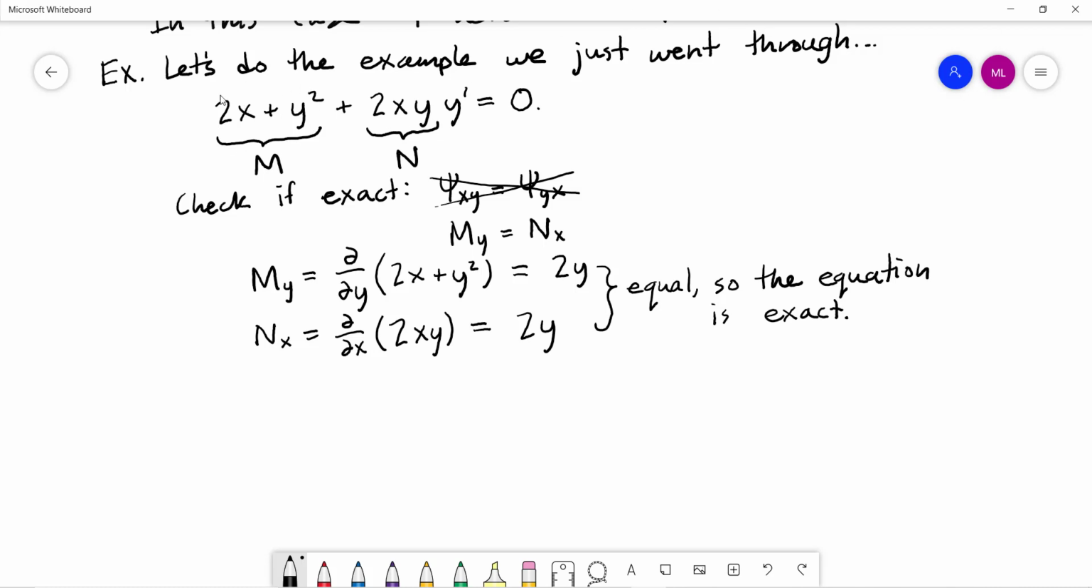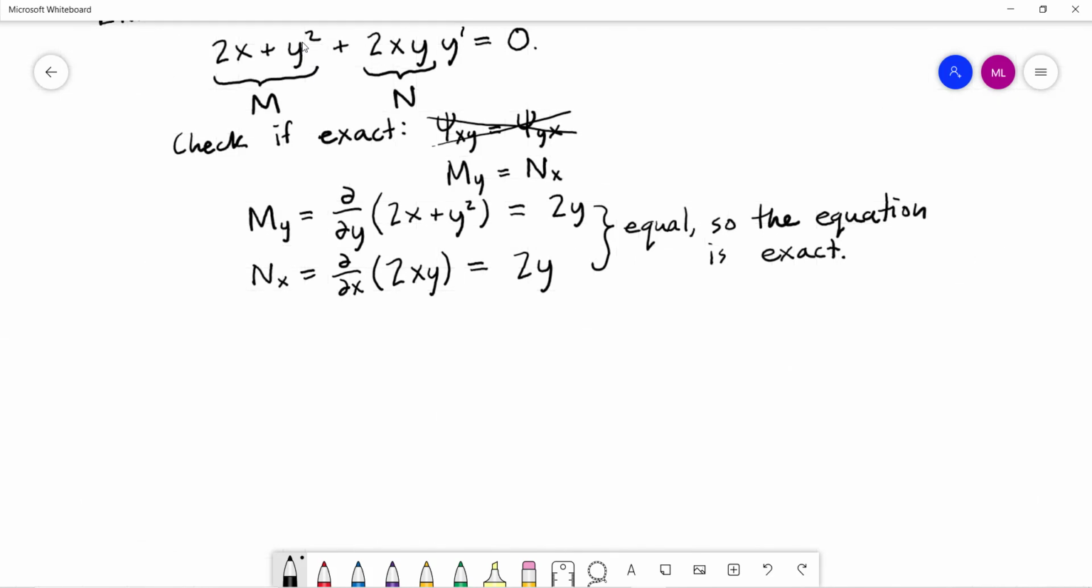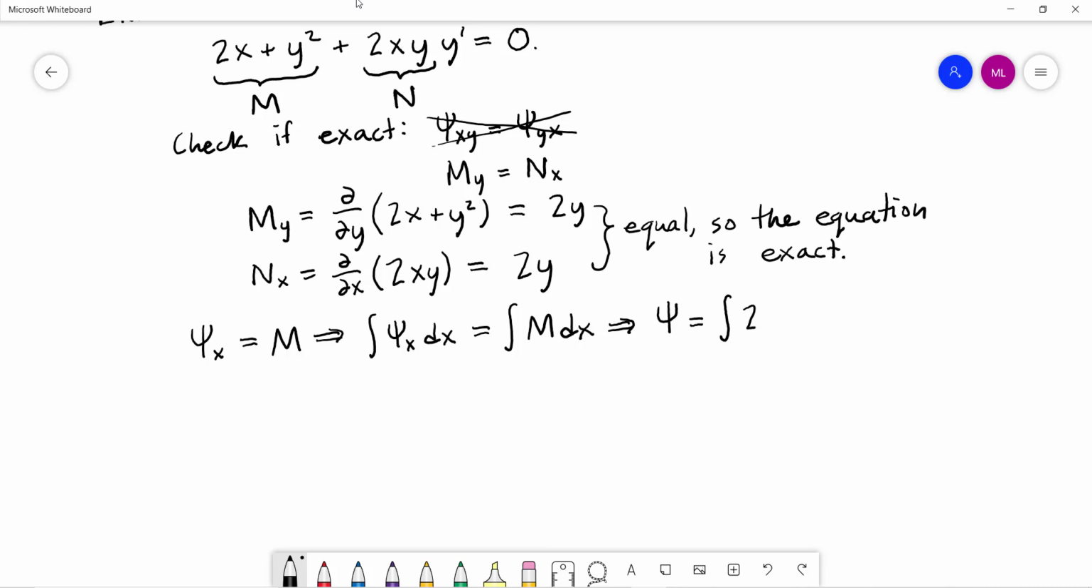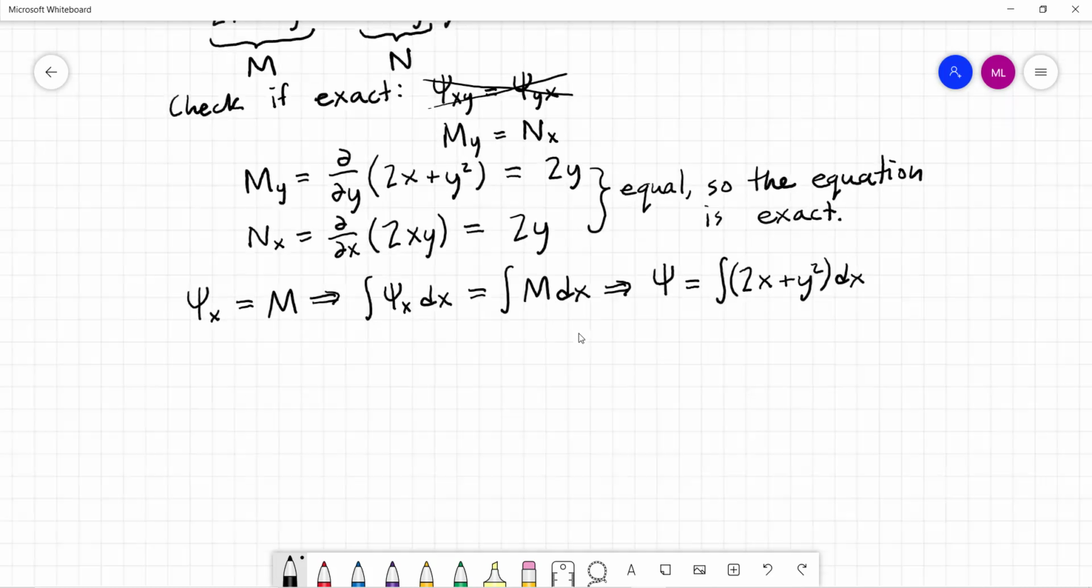Well, one of our guesses for psi comes from this piece. We know that this is supposed to be the result of having taken the derivative with respect to x. So on the one half, I have that psi sub x is equal to our m term, which again implies that if I integrate psi sub x with respect to x, it's the same as integrating m with respect to x, we should get psi. And let's plug in now for what our m is. It's going to be 2x plus y squared. So I'm needing to integrate the integral of 2x plus y squared with respect to dx. So there's one way we're going to get a guess.